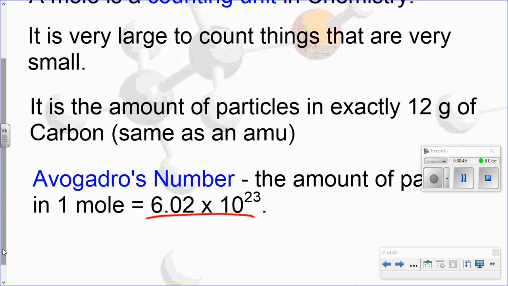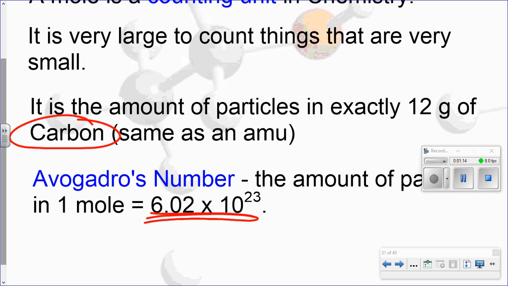Now, because we do have small things, this doesn't amount to much as far as mass goes. There's not much to little atoms. However, it always contains this many particles. So if I had a mole of carbon, which is 6.02 times 10 to the 23rd atoms, it would be about 12 grams of carbon. That's about 12 large paper clips worth of mass.